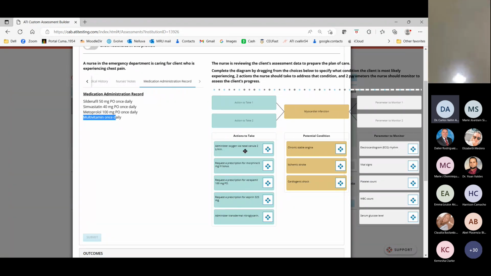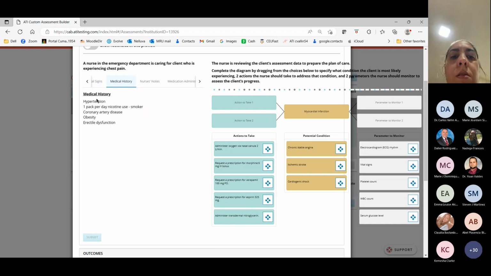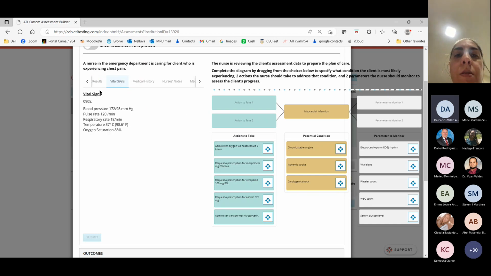Do you think that this patient needs oxygen? Yes. Remember that it is having low O2 saturation. So the protocol says that if the patient with myocardial infarction has less than 95% O2 saturation, oxygen should be placed. If the patient has 95 or more, no oxygen. If the patient has less than 95, 94 and less, yes, oxygen. And you need to know that.